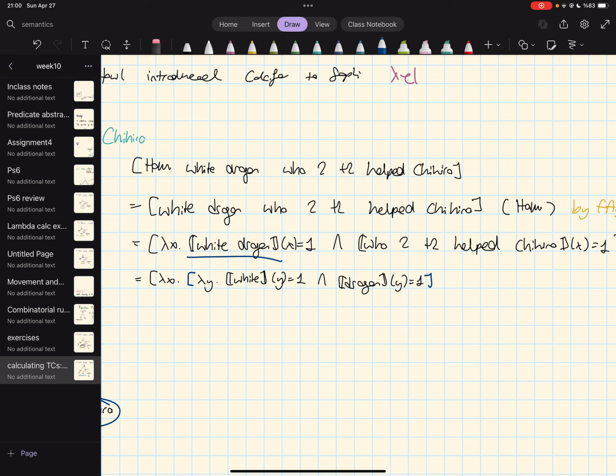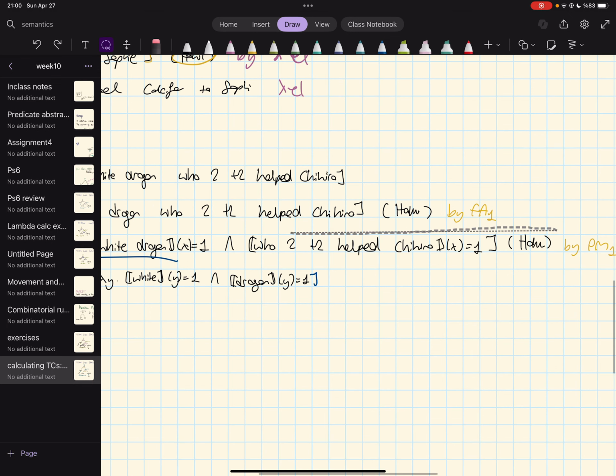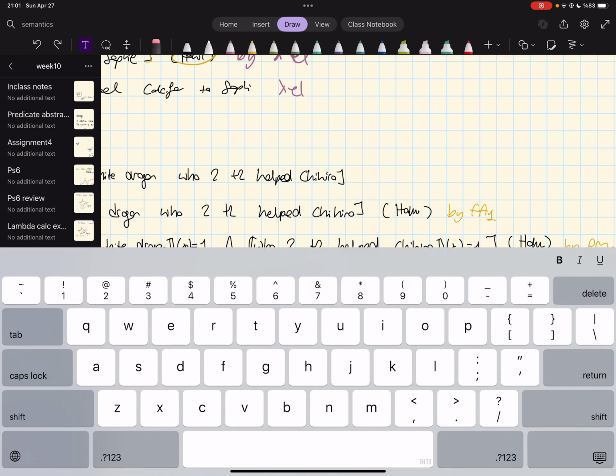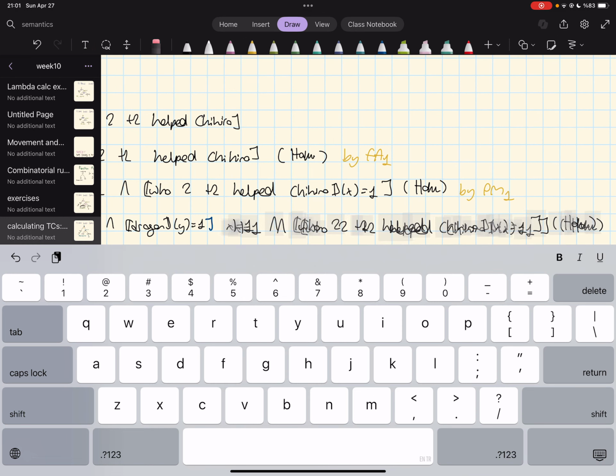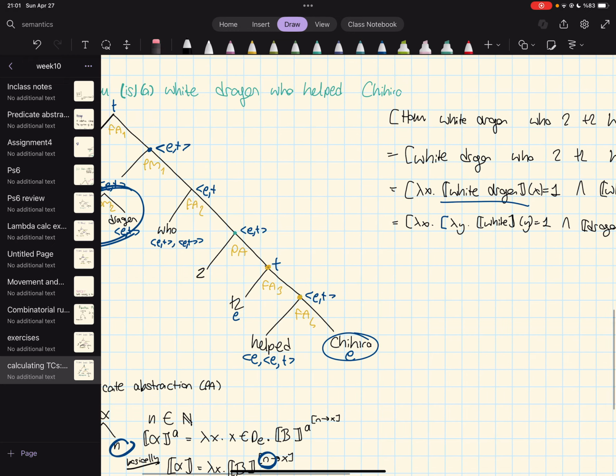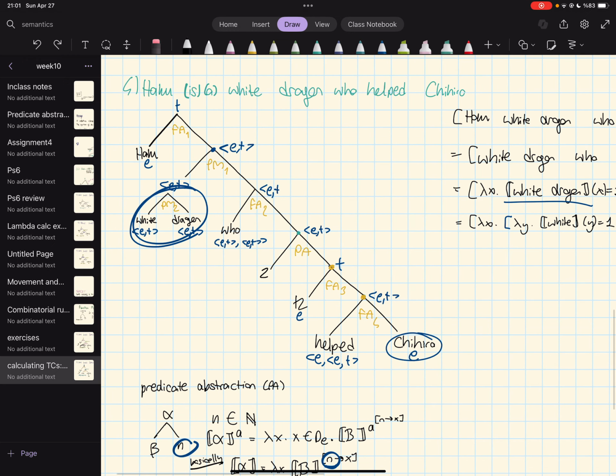So this part, lambda y such that white y denotes 1 and dragon y denotes 1, is the denotation of white dragon, and the remaining part, which is this whole part, will have to be written all the same. To make it faster, I've just copied it. And this was also done by predicate modification that is seen over here. So let's write that down as well.